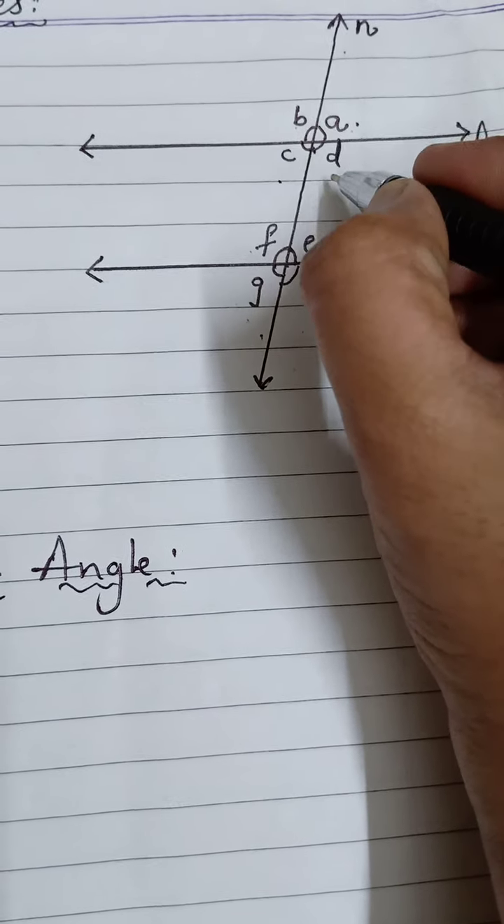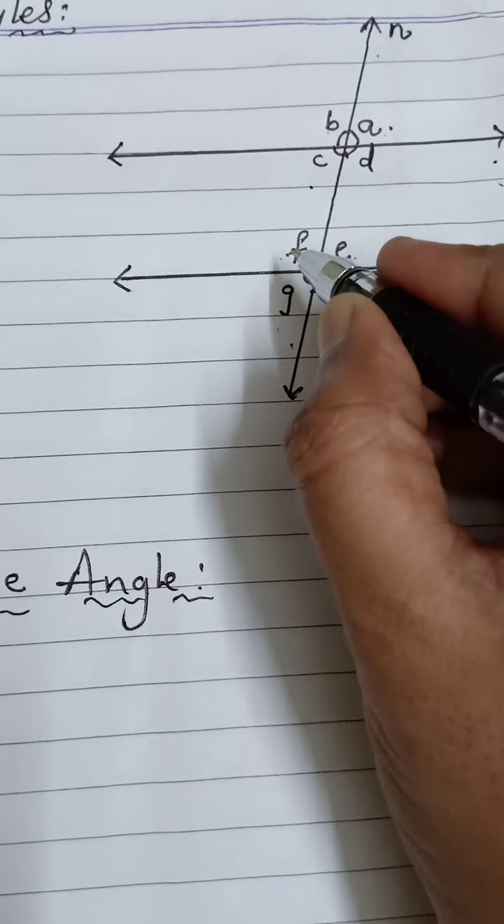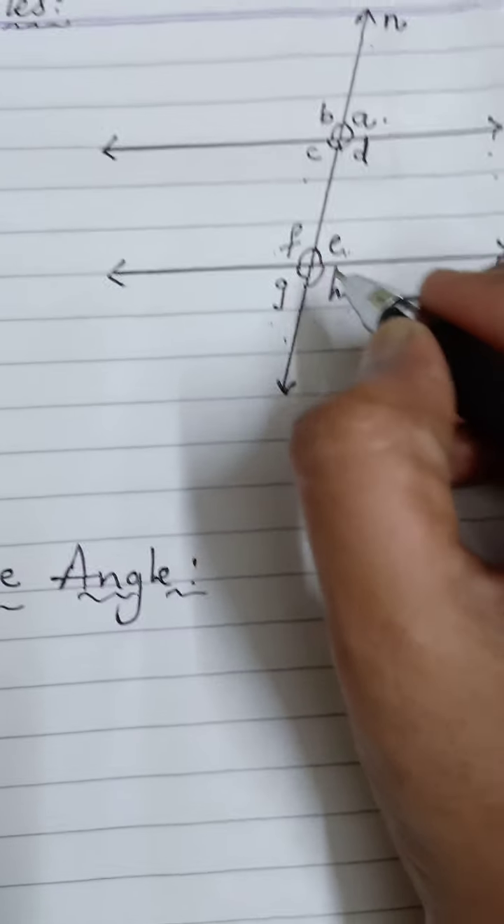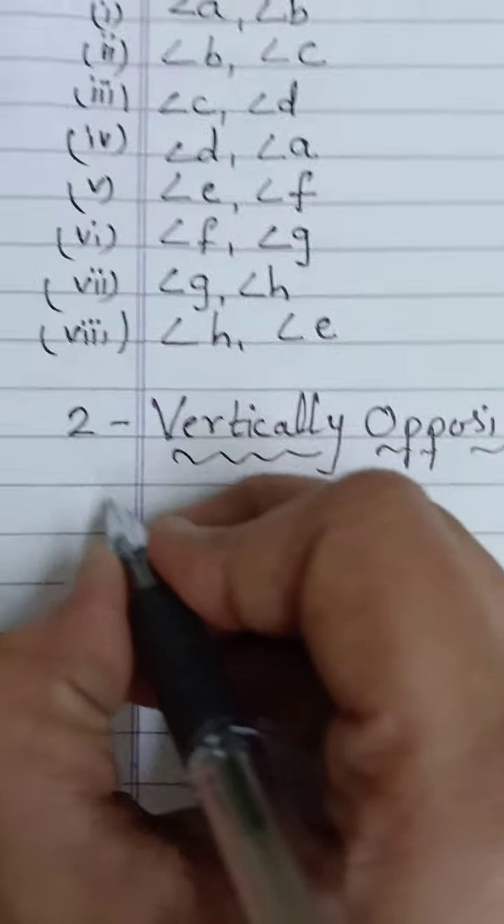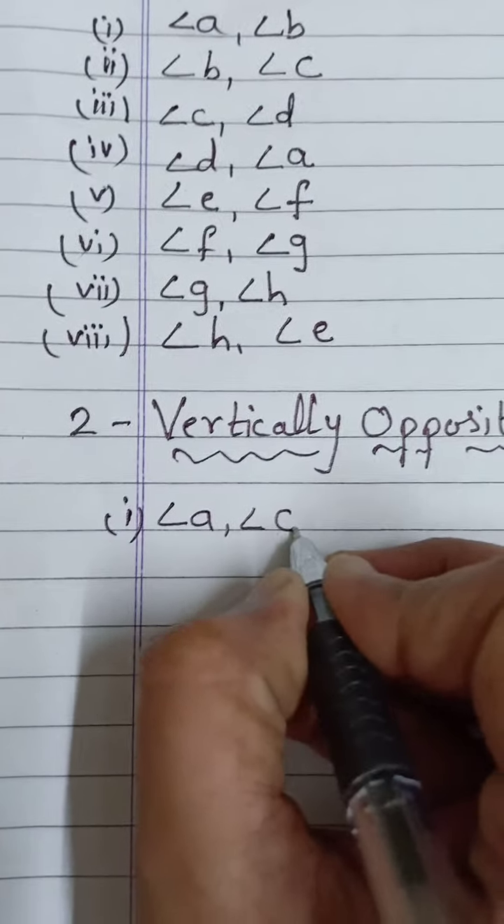Similarly B and D are opposite. Here E and G. Here F and H. So these are the vertically opposite angles. So the first pair is angle A, angle C.